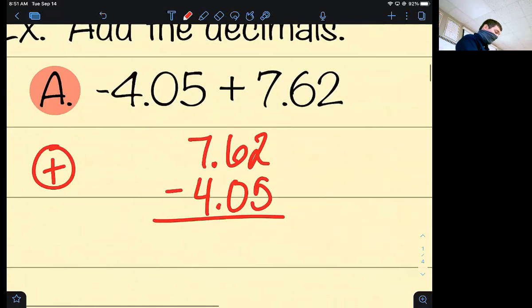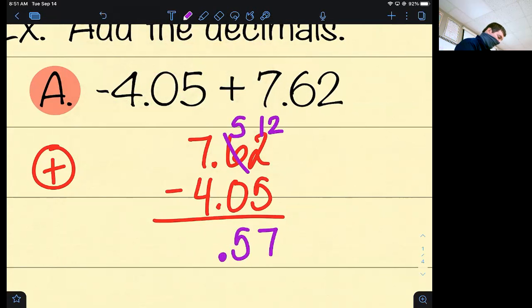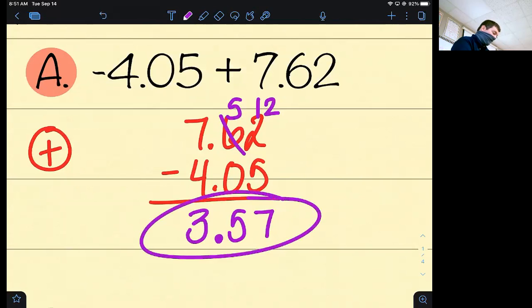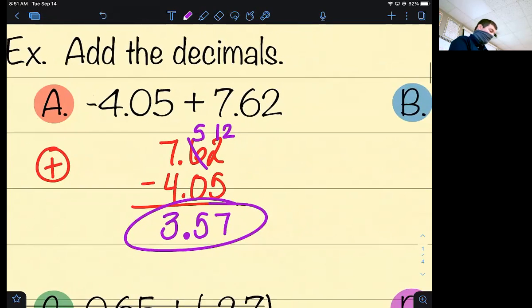Can I do 2 minus 5? Nope. So in subtraction, we call that what? Borrowing. Borrow from the 6. What's 12 minus 5? 5 minus 0? 7 minus 4? Don't forget to copy your decimal point down. And because Maddie said it's going to be positive, I know I don't need to write anything in front of the 3. 3.57. That's pretty easy. It doesn't get much more difficult than that, guys.